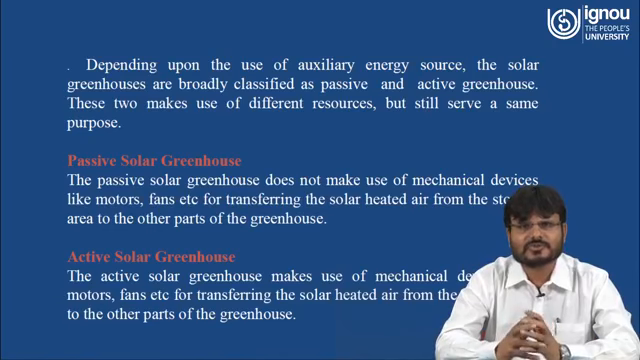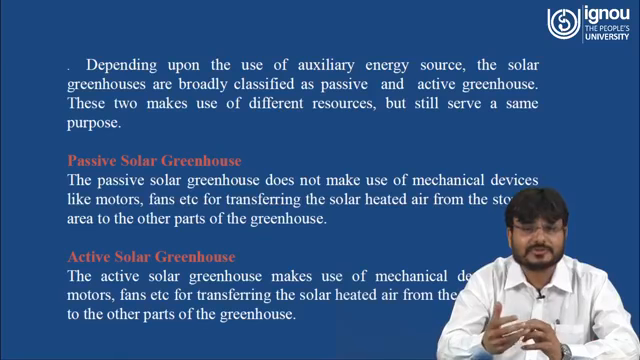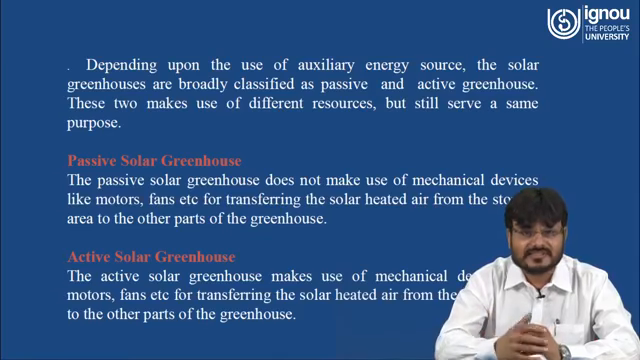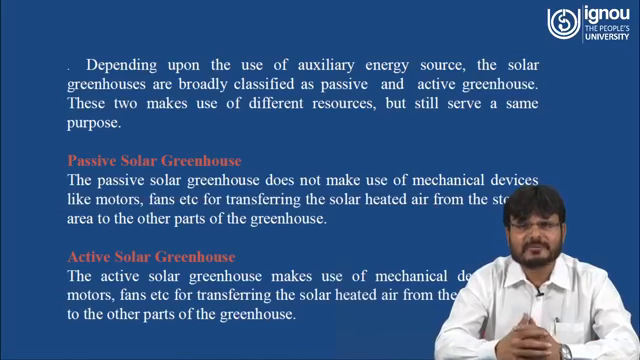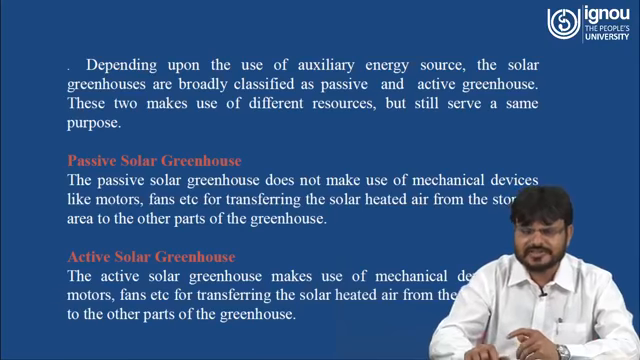So what are these two types of solar greenhouse? One is passive, another is active. What happens in a passive solar greenhouse? The passive solar greenhouse does not make use of any mechanical devices like motors, fans, etc. for transferring the solar heated air from the storage area to the other parts of the greenhouse. Now what happens in the active solar greenhouse? As the name indicates, active means you need some additional appliances. So the active solar greenhouse makes use of mechanical devices like motors and fans for transferring the solar heated air from the storage area to the other parts of the greenhouse.